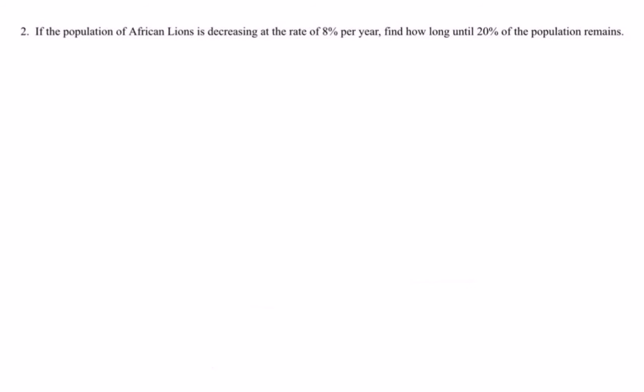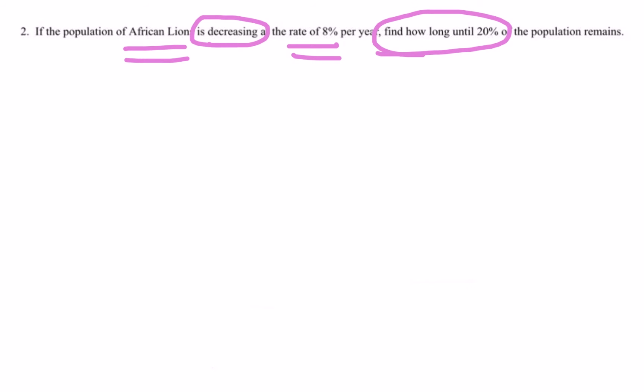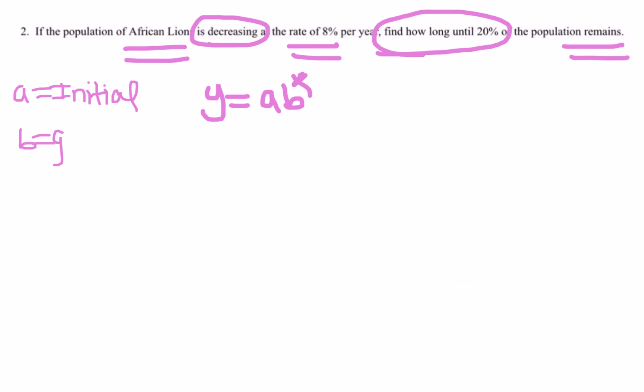Okay, number 2. It says if the population of African lions is decreasing at a rate of 8% per year, find how long it'll take until 20% of the population remains. Now, they're talking about decreasing, so that means decay. So you should remember that that means we're going to use y equals ab to the x. And if you remember, A represents your initial, B is your growth or decay factor, and X is time.